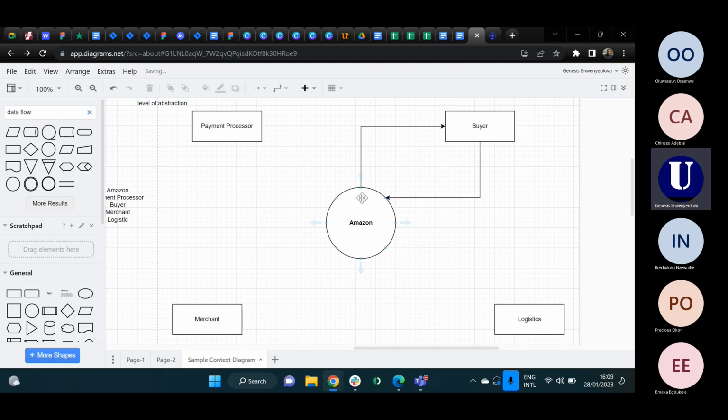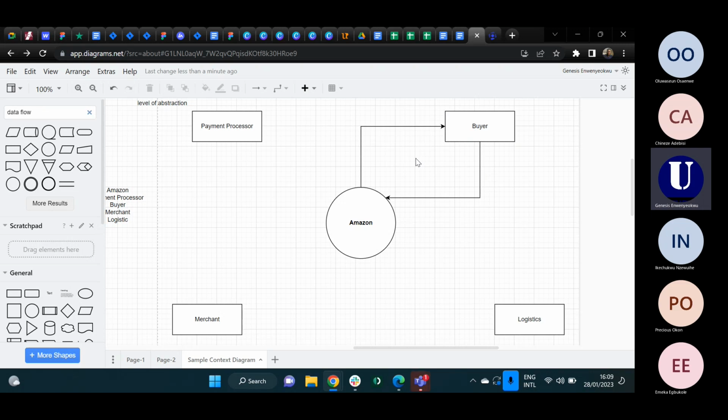So this arrow that goes from Amazon to this entity shows the data that is going to be coming from Amazon to this entity. And the arrow that points from this entity into Amazon shows the data or information that will be going from this entity into Amazon. So this is what Amazon will be sending out, and this is what Amazon will be receiving. And this is what this entity will be receiving, and this is what this entity will be sending out. That is what we call data flow, the flow of data, right?